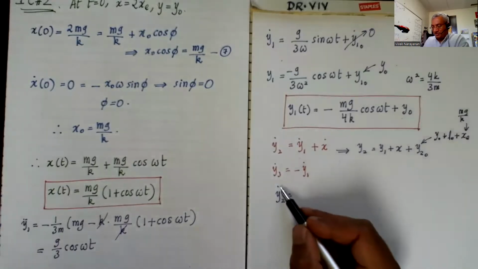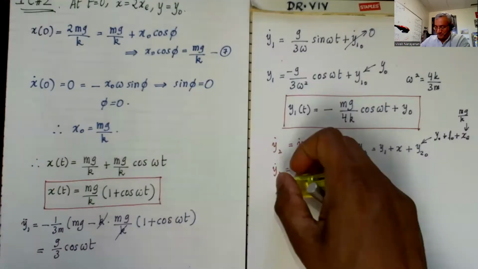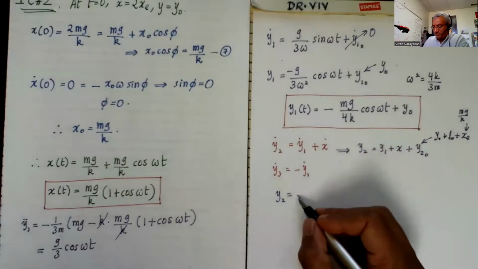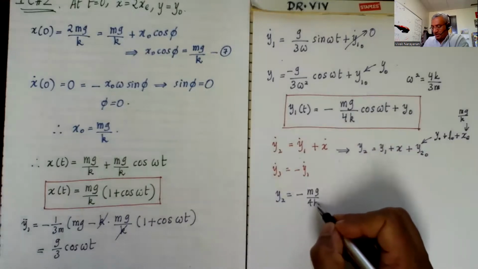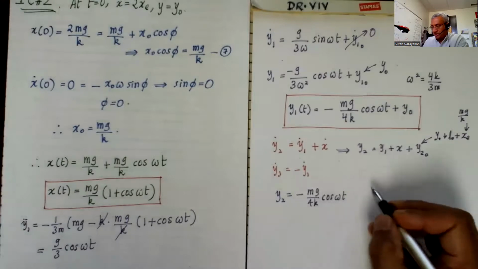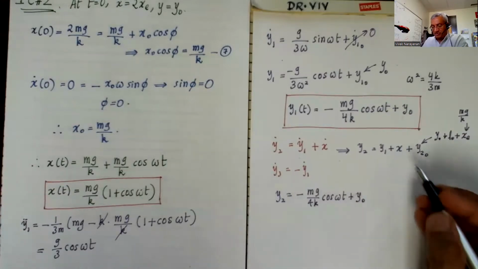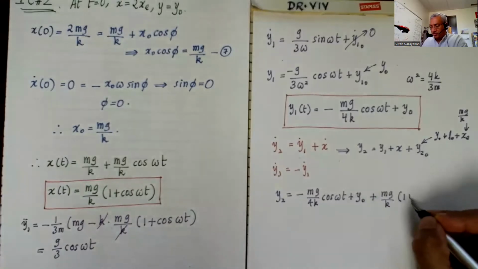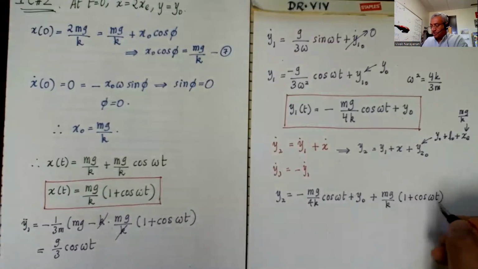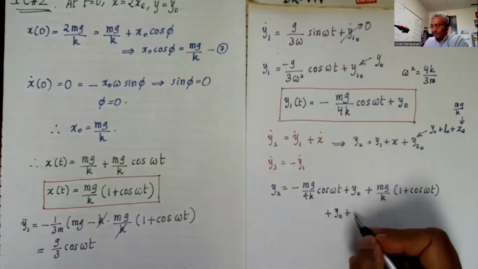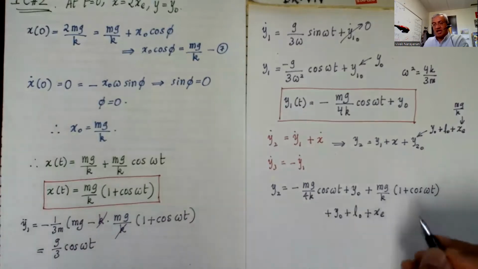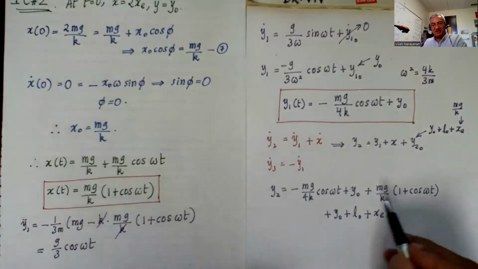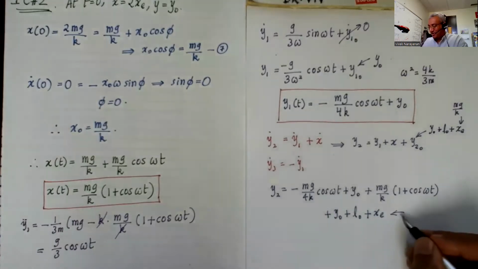So if you really want to write this down, take a couple minutes to do that. It's going to be y1, which is negative mg over 4k cosine omega t plus y naught, plus x, which is here, mg over k times (1 plus cosine omega t), plus y naught plus L naught plus x sub e. And you can simplify that. I can already see mg over k reacting with that, and you can simplify it. Okay, so I'll write here, can simplify.